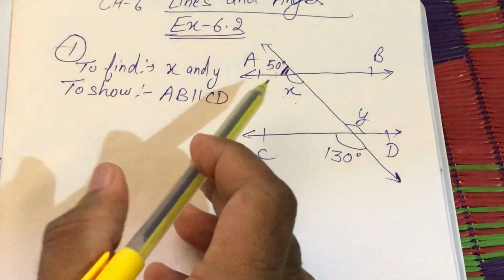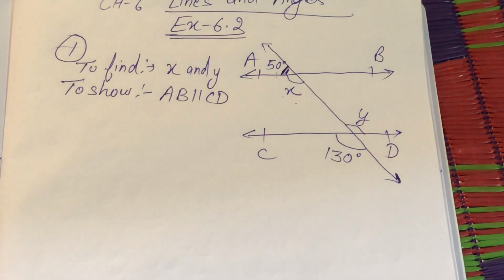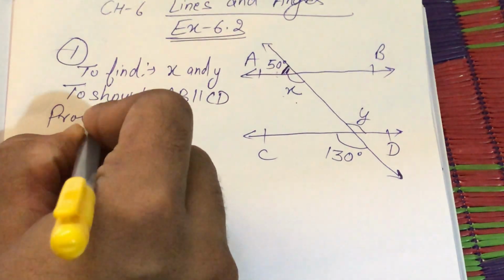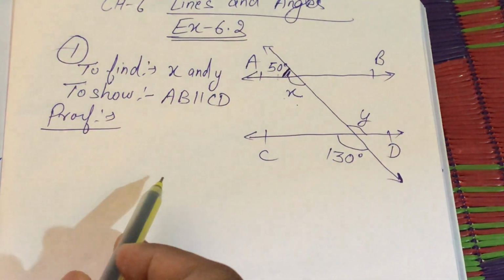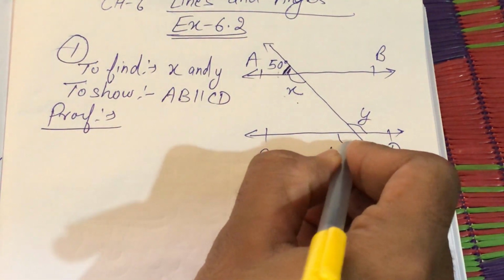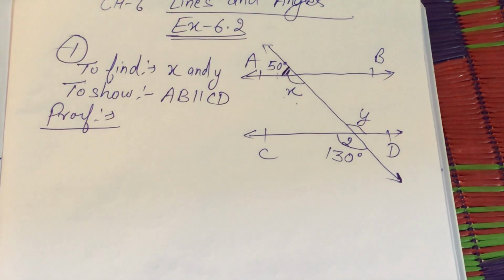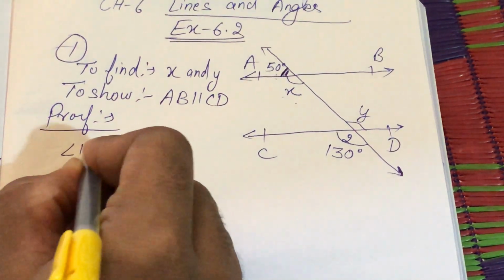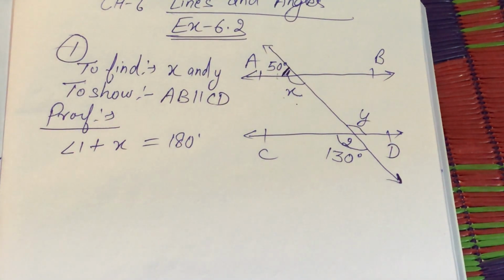So the sum of this angle 1 and this X, how much will you get? Proof. I'm mentioning angle 1 is this 50 degree one. And I'll take this one as angle 2. 130 degree वाला angle 2 लेता हूँ मैं इसको. Now see, angle 1 plus X equals to what? 180 degree.